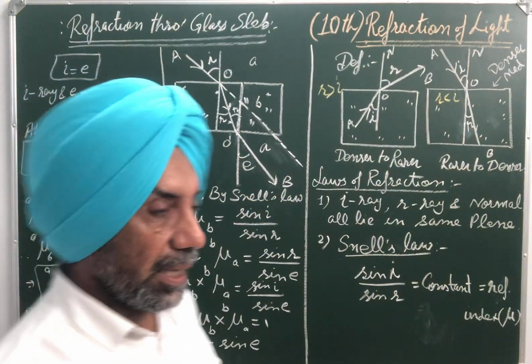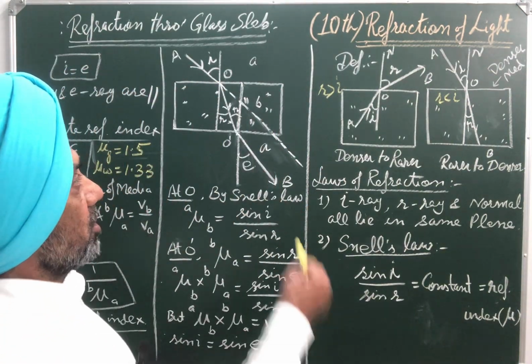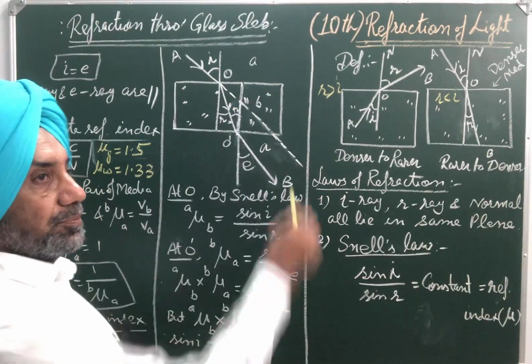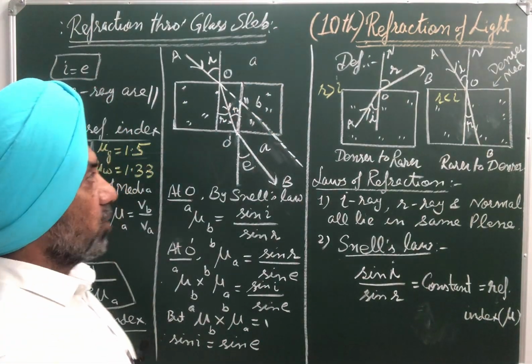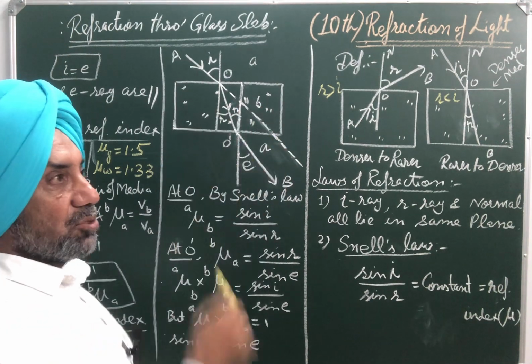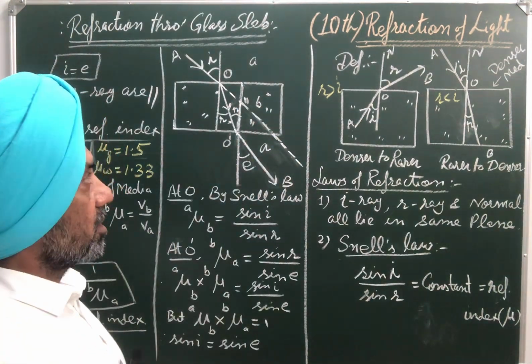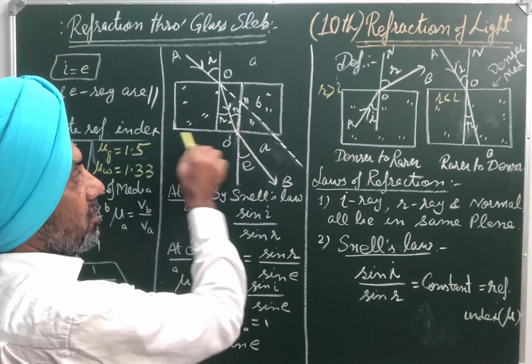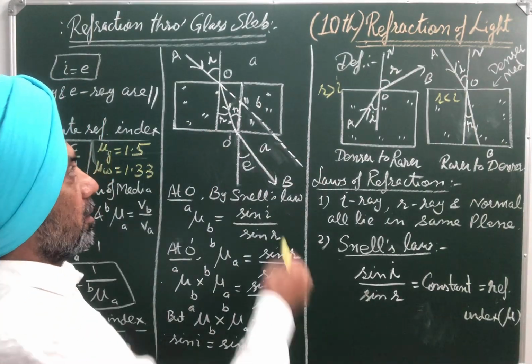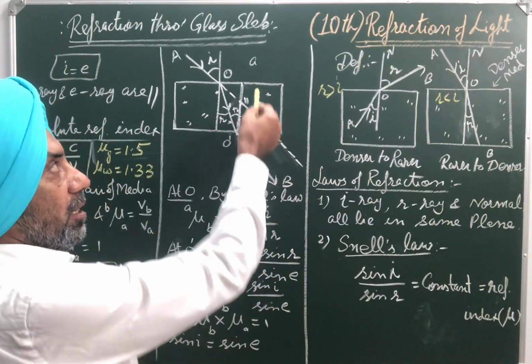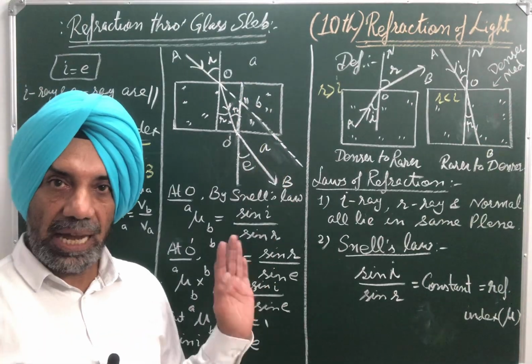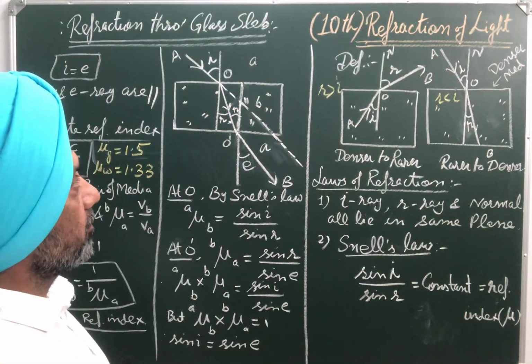Now we have to draw the ray diagram for refraction through a glass slab. So what is a glass slab? A glass slab is a rectangular piece of glass which has two parallel sides. Now suppose this medium is A and medium A is surrounding the glass slab. So there are two media, you can say.